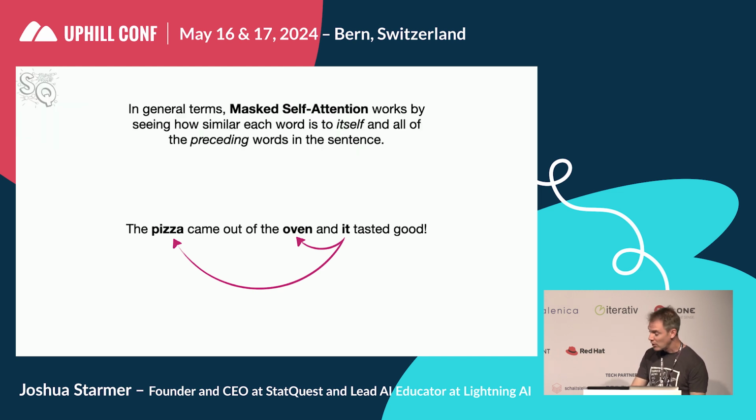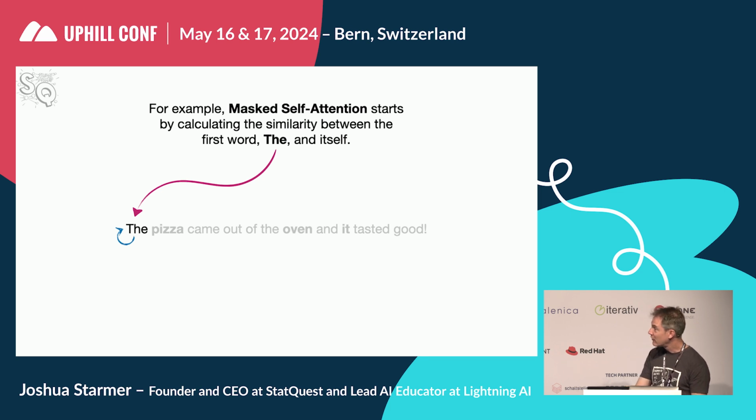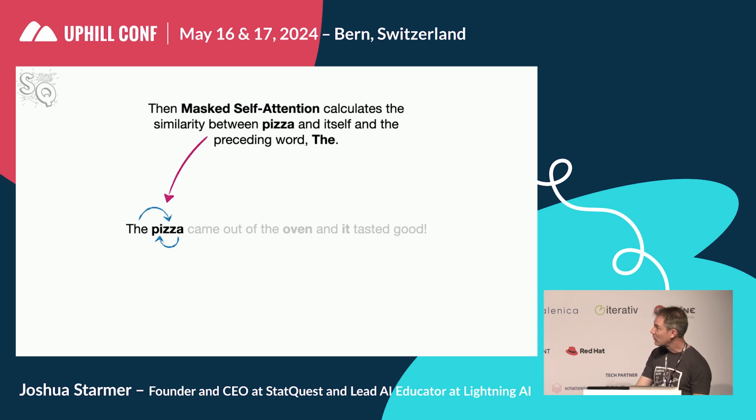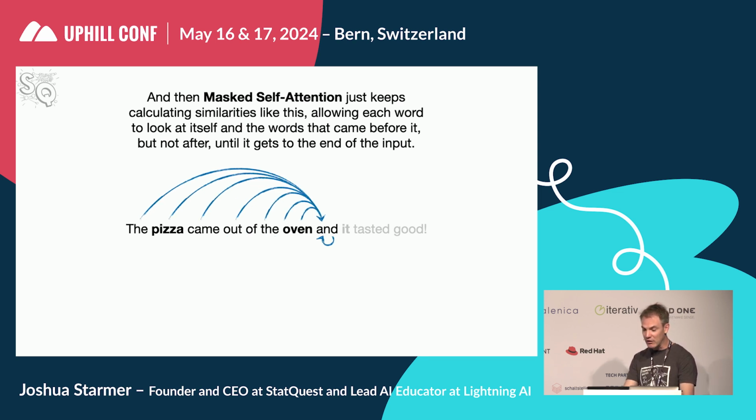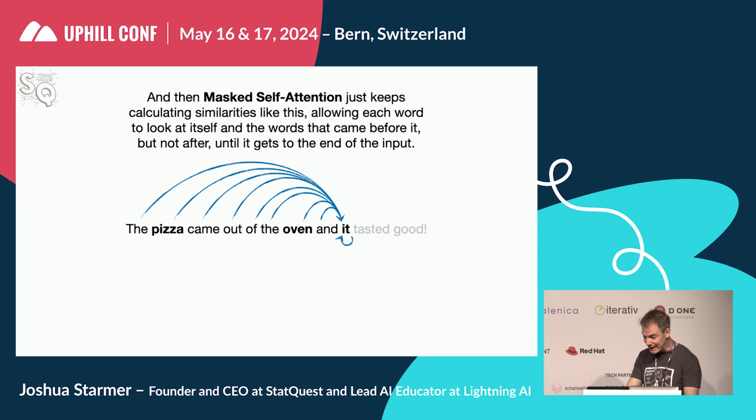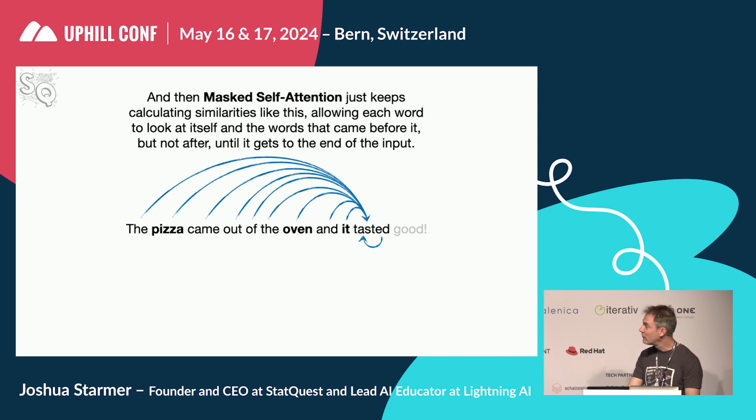In general terms, masked self-attention works by seeing how similar each word is to itself and all of the preceding words in the sentence. For example, masked self-attention starts by calculating the similarity between the first word, "the," and itself. Then masked self-attention calculates the similarity between pizza and itself and the preceding word, "the." And then masked self-attention just keeps calculating similarities like this, allowing each word to look at itself and the words that came before it, but not after, until it gets to the end of the input.